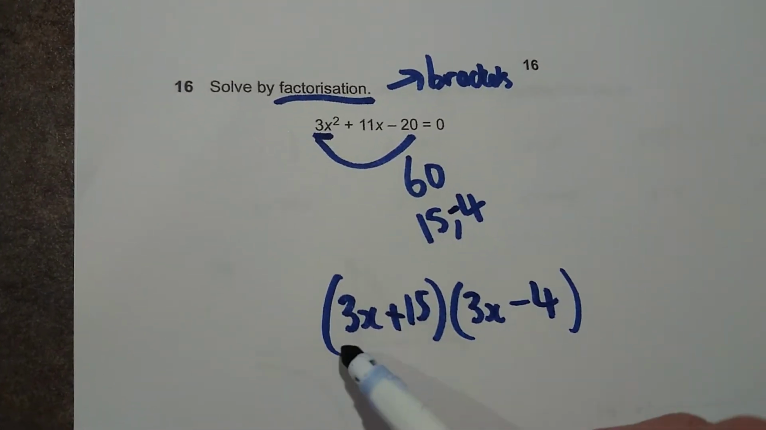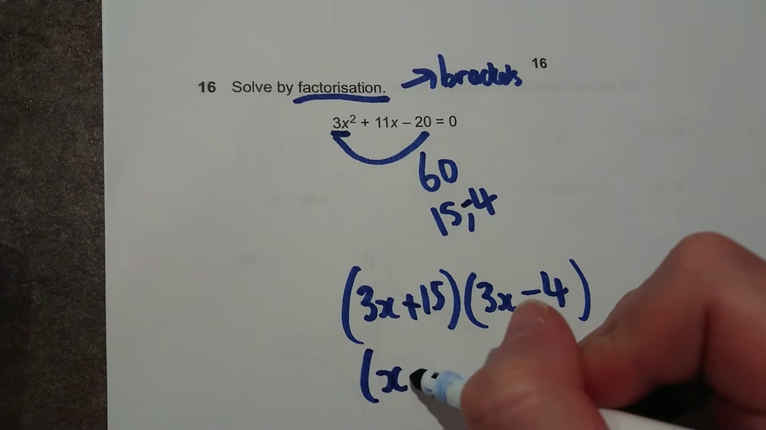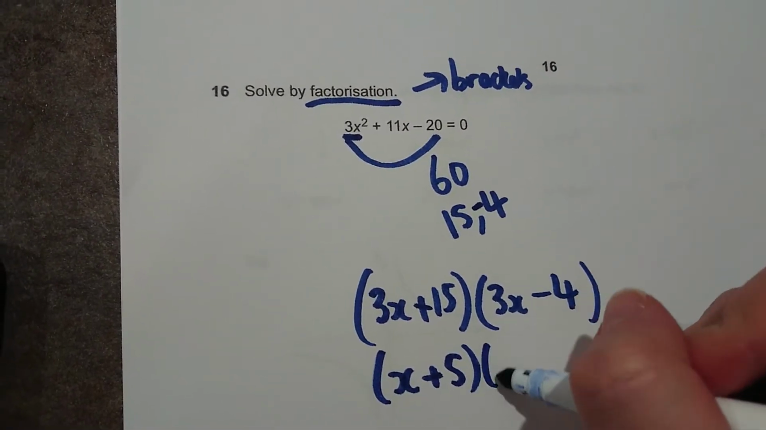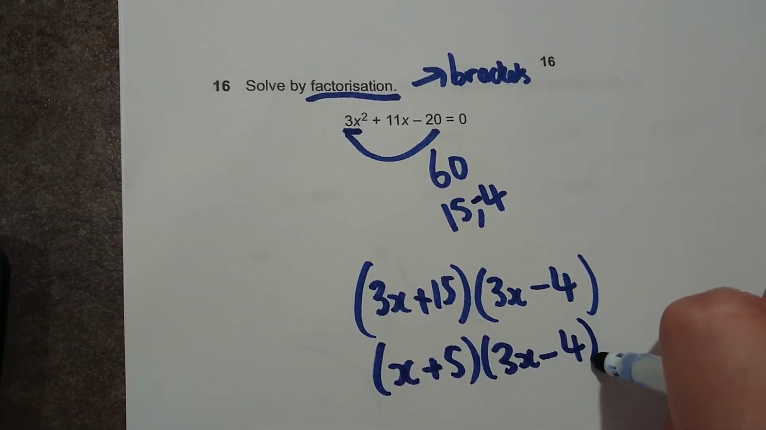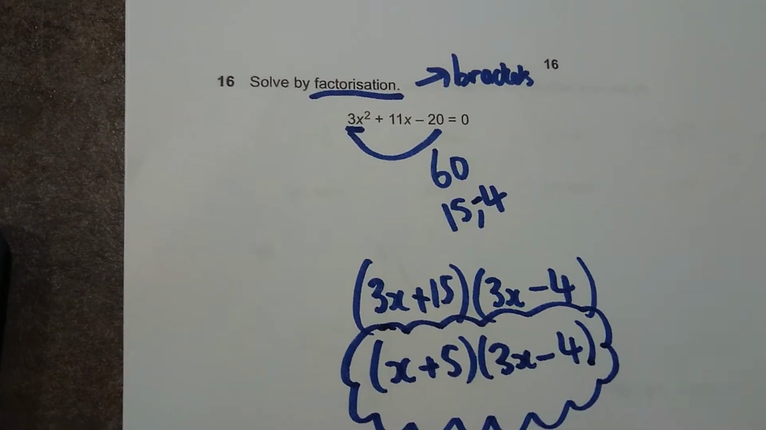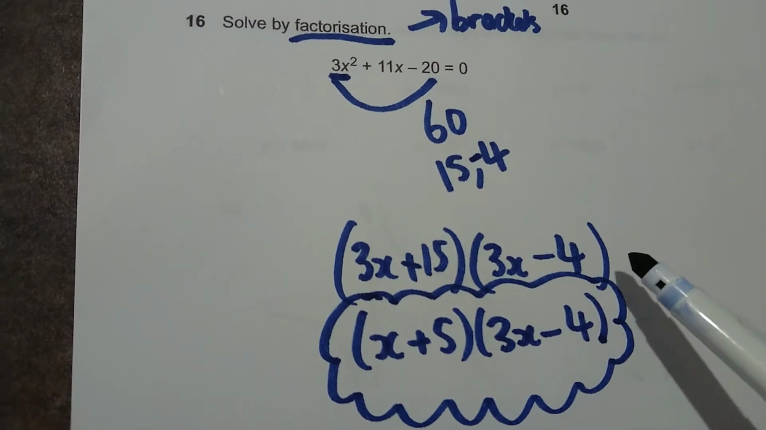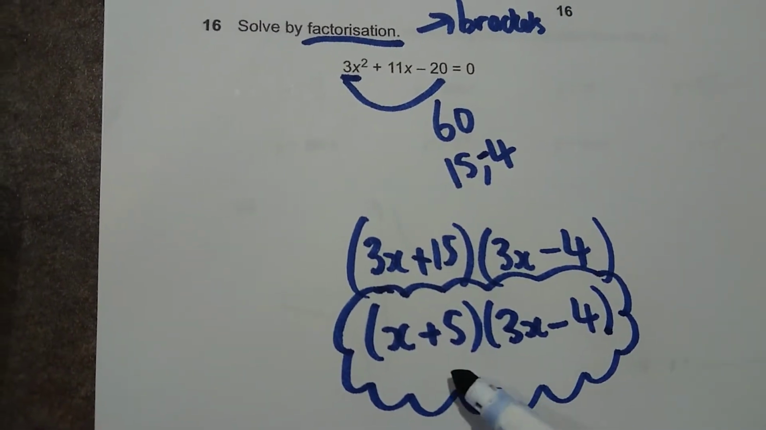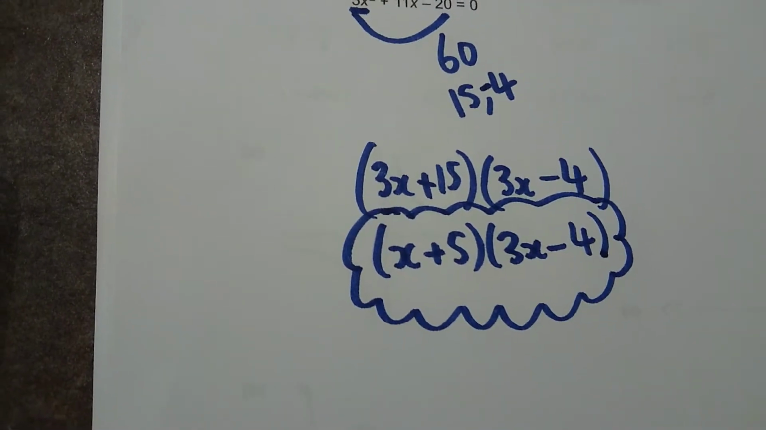So this means I need to divide this one by 3 to make it x plus 5, and then this one will stay the same. So that's going to be 2 marks out of 3 really for getting that far. That's what you need to be showing. It's not enough to leave it like that, you must simplify it as well. And then you need to write down your values of x.